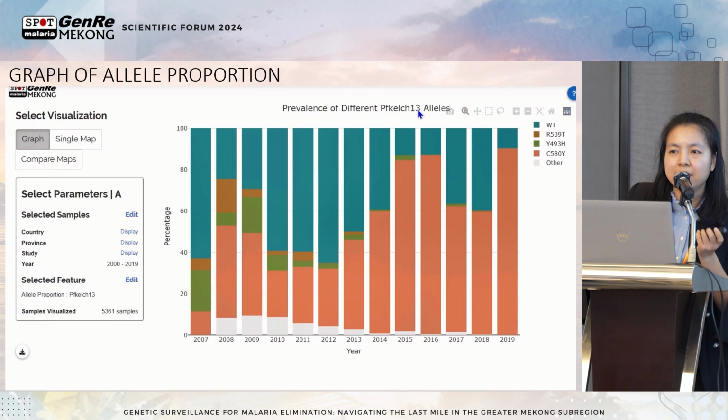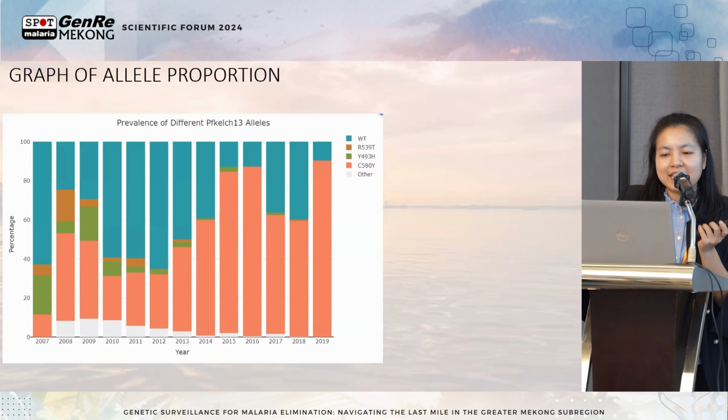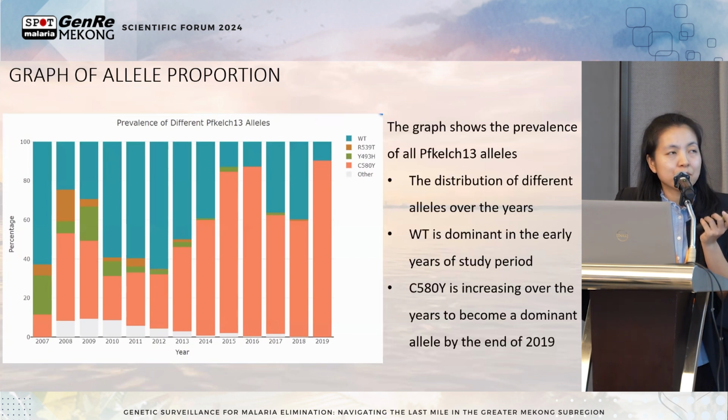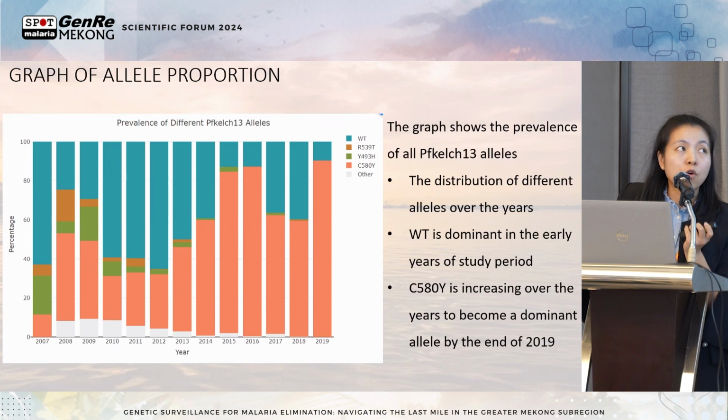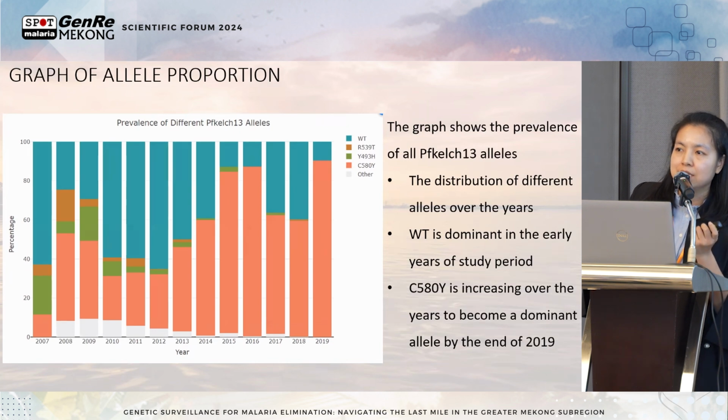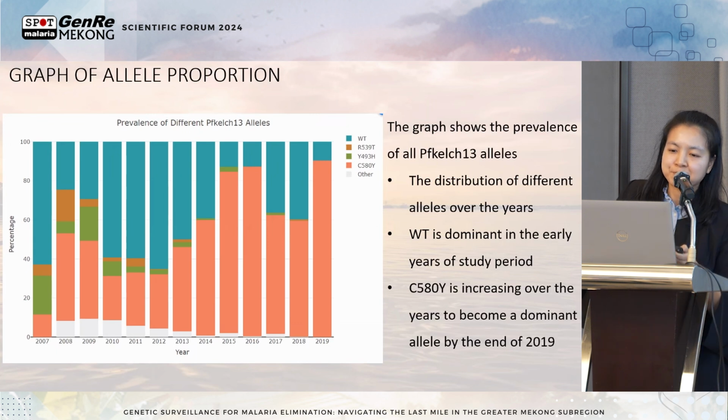What you can tell from this graph is that in the early years, the Y type has been the dominant allele, while later on C580Y has been increasing over the years and became the dominant allele by the end of 2019. So this is what you can interpret from the graph. If you want to see the geographical location, you go to the map. And if you want to see the distribution by year, you can just go to the graph. So you can play with it a little bit.